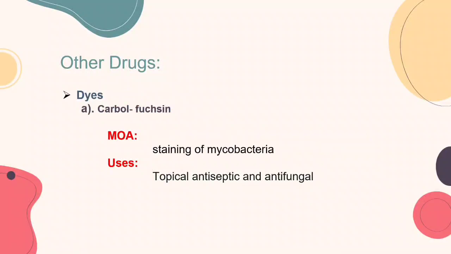Other drugs include dyes, such as carbol fuchsin. Its mode of action is that it is used in staining of mycobacteria because it has an affinity for the mycolic acids found in their cell membranes. The uses are as a topical antiseptic and antifungal.